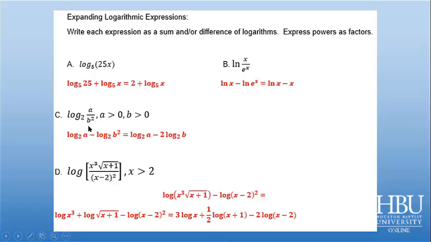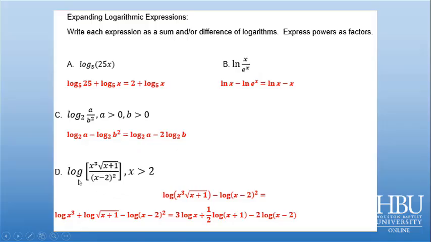Here is another quotient. The log to base 2 of a over b squared would be the log of a minus the log of b squared. And then I can use the power rule to take this exponent of 2 and write it out front as a factor. So I have the log of a to base 2 minus 2 times the log of b to base 2. The last problem just involves several steps.